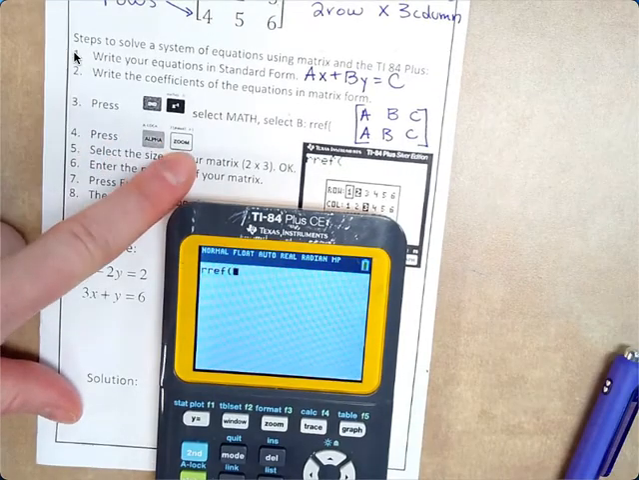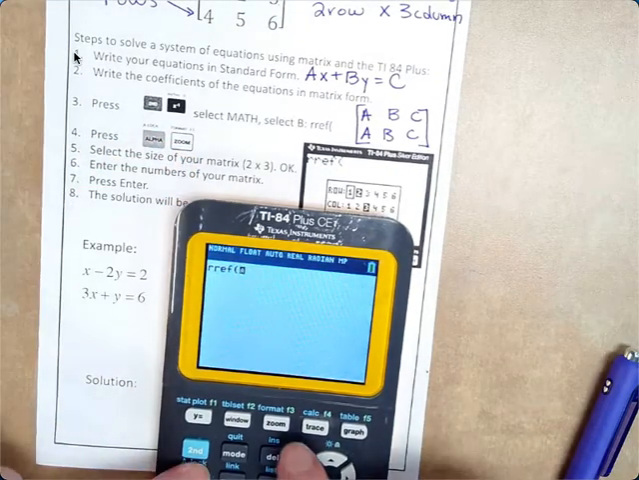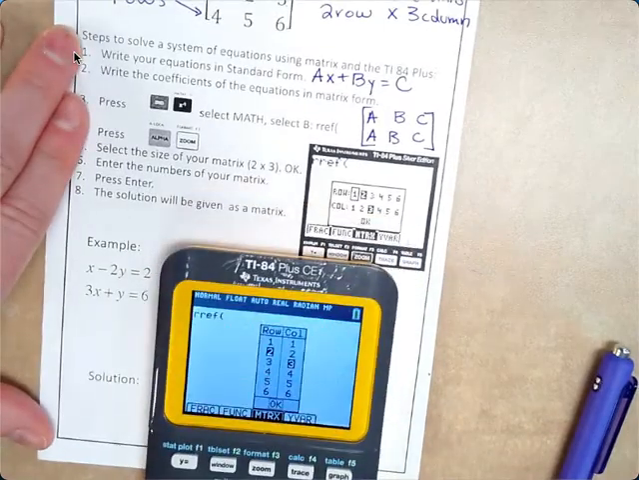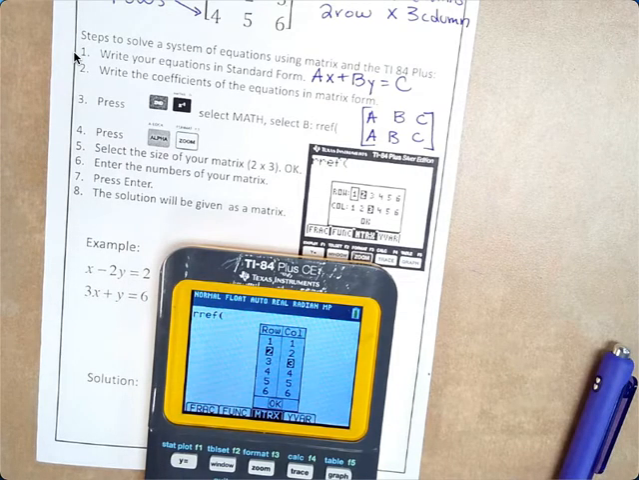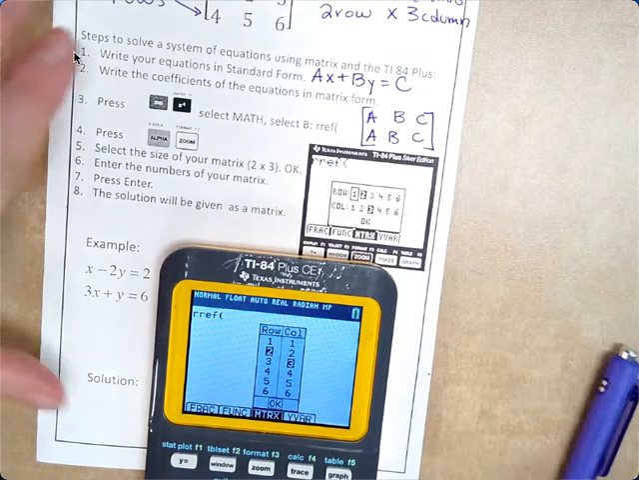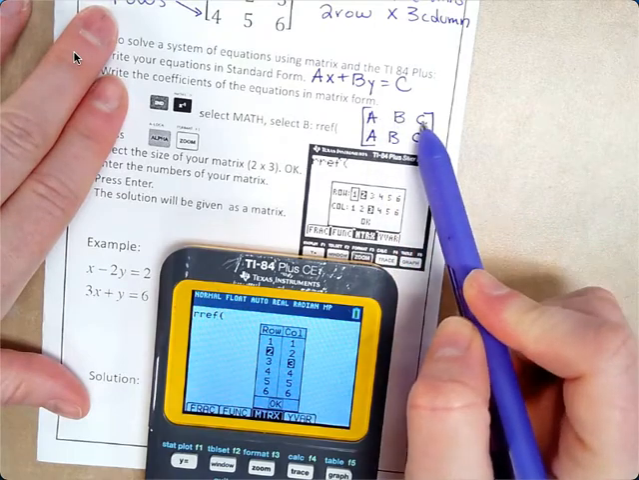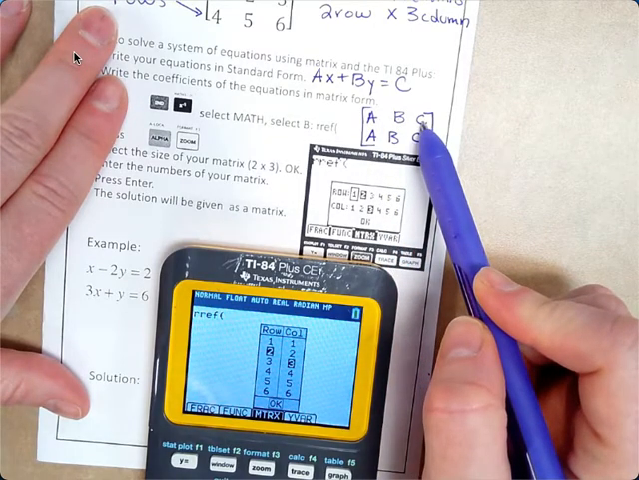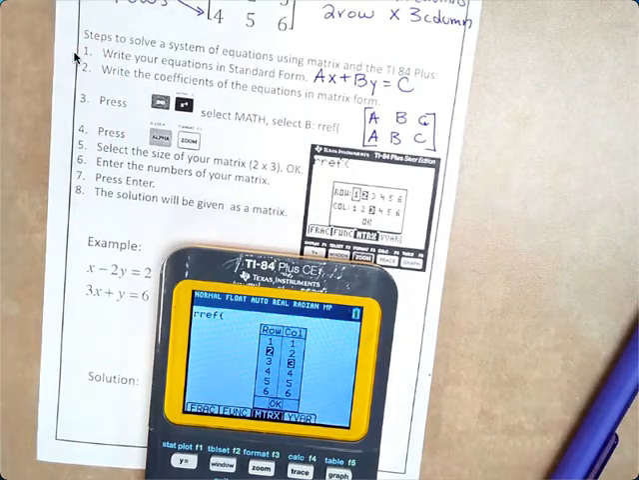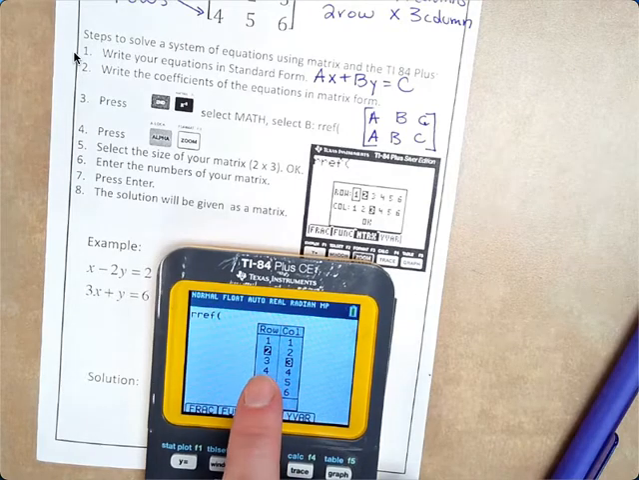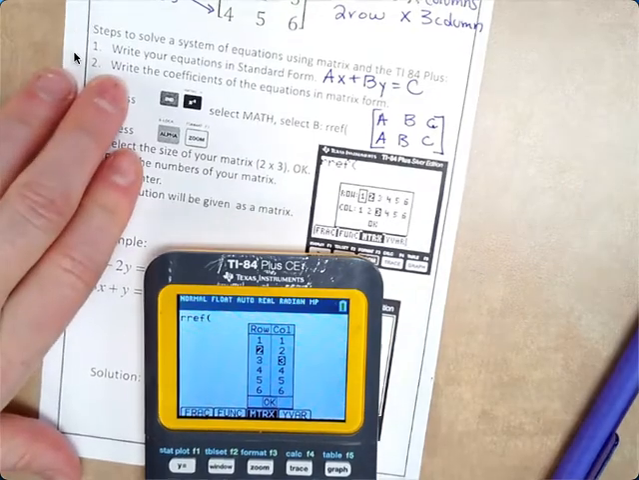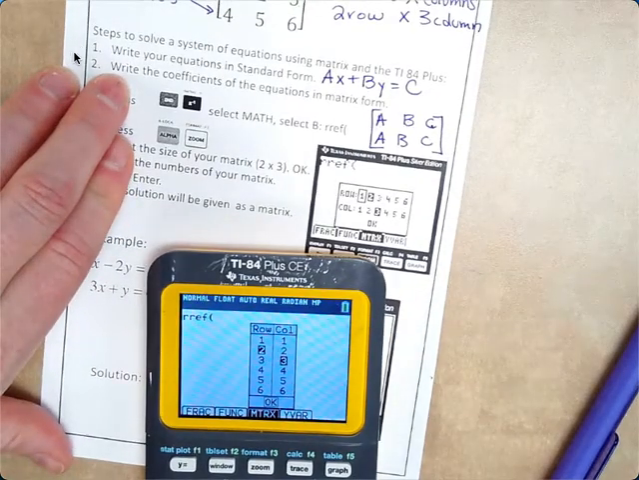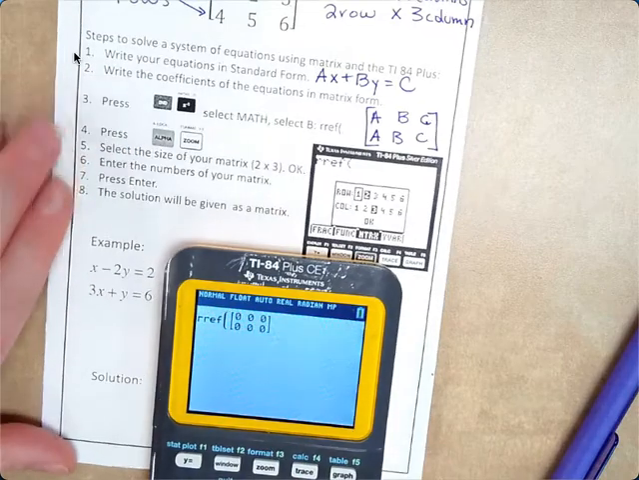Press alpha zoom, so that's to make our matrix. So alpha zoom, and we want a 2x3. The reason we do a 2x3 is because we have 2 variables, and standard form has 1, 2, 3 terms. So that's why it's a 2x3. If we were solving for more variables, which you'll do in Algebra 2, you might have a 3-row by 3 column or 4 column. But right now we're sticking to 2x3. Okay, go down to the OK, and now it puts that matrix template in.